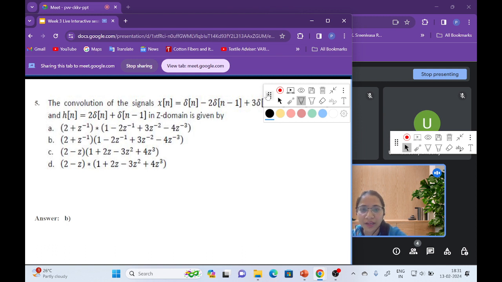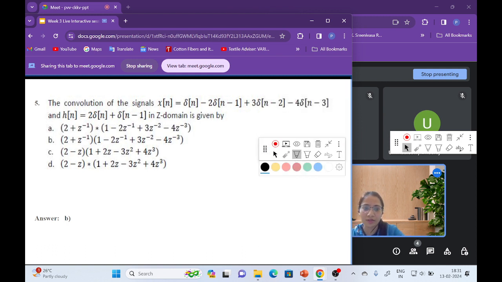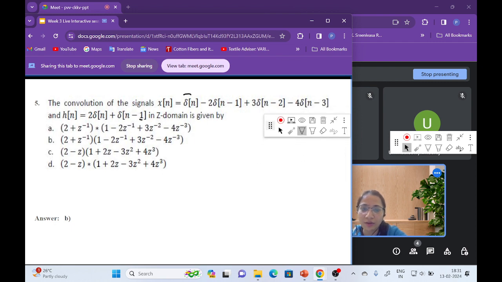Okay. So the next question of this session: the convolution of a signal x of n equal to del of n minus 2 del n minus 1 plus 3 del n minus 2 minus 4 del n minus 3, and h of n equal to 2 del of n plus del n minus 1, in z domain is given by. What will be the convolution of these two signals in the z domain?